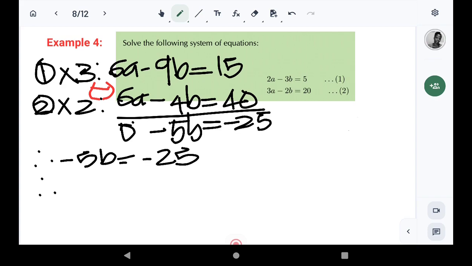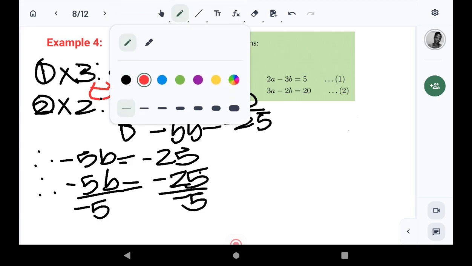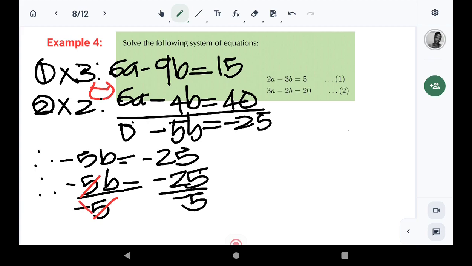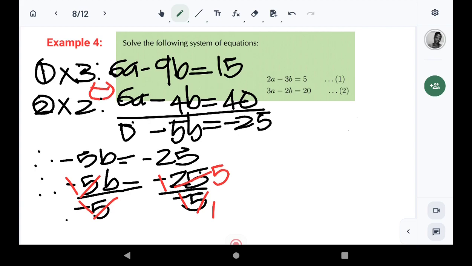Therefore, divide both sides by negative 5. On the left hand side, the negative 5's cancel out with the negatives turning into a positive. 5 goes into 5 once and into 25 5 times. Therefore, b equals to 5. We've got b. Now let's figure out what a is.